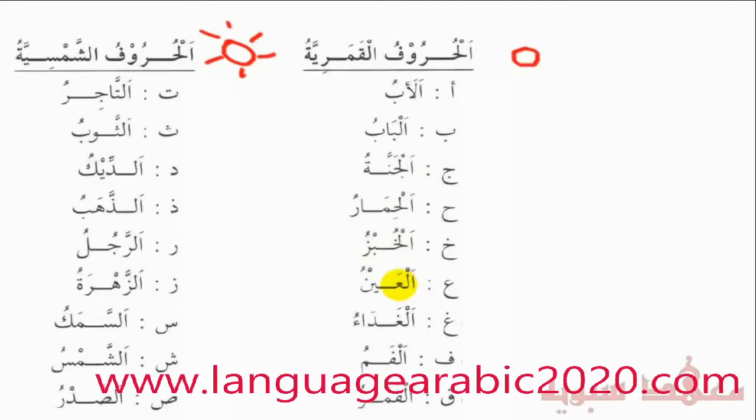The huruf shamsiyya, notice here, we have at-tajiru. At-tajiru. There's a shadda there. Al-thawb, the garment. Ad-deek, the rooster. Al-dhahab, the gold. Ar-rajul, the man. And so on.